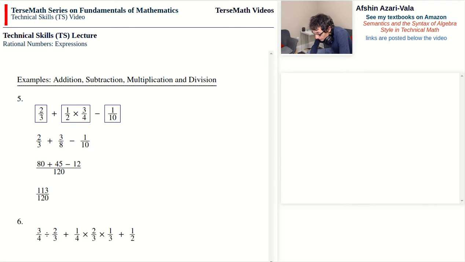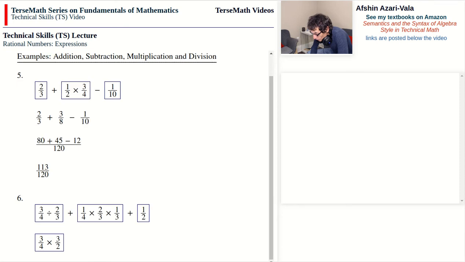Problem 6. 3/4 divided by 2/3, that's term number 1, plus 1/4 times 2/3 times 1/3, that's term number 2, plus 1/2. We work out each term and then we add and subtract them. Now, one advantage of the analysis synthesis technique over BEDMAS right now is that I don't have to wait. The second one doesn't have to wait for the first one to finish. We can work on multiple terms at the same time.